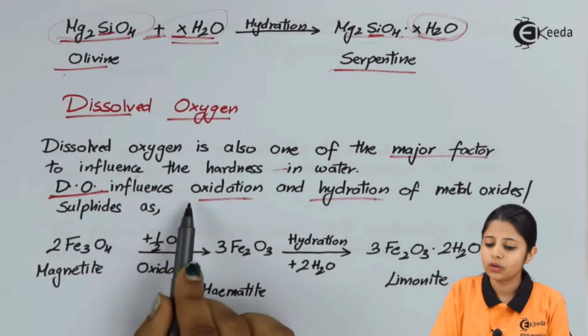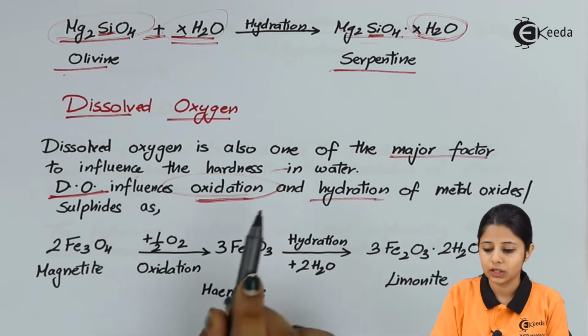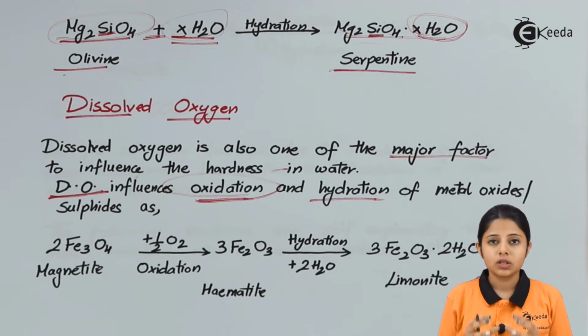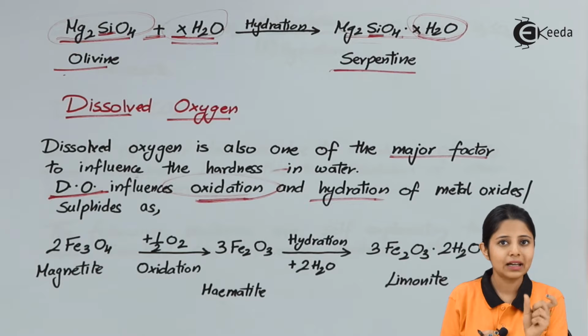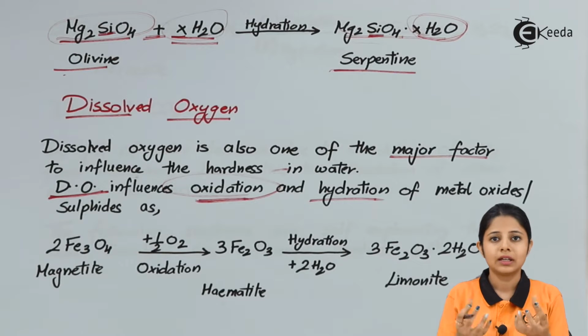What is happening over here? The first thing which is happening is oxidation. Oxidation is a process of addition of oxygen. That means if I have a metal or any component or any element, and if I add oxygen to it, that means the oxidation process is done and that entire metal is oxidized. Gaining of oxygen is known as oxidation.